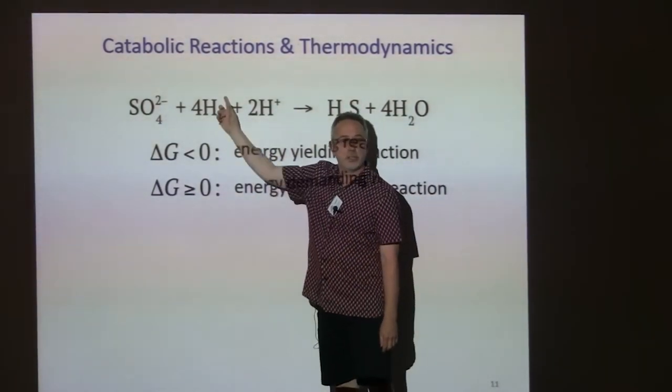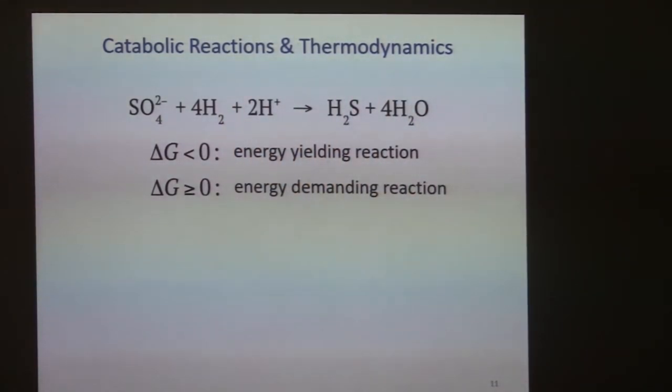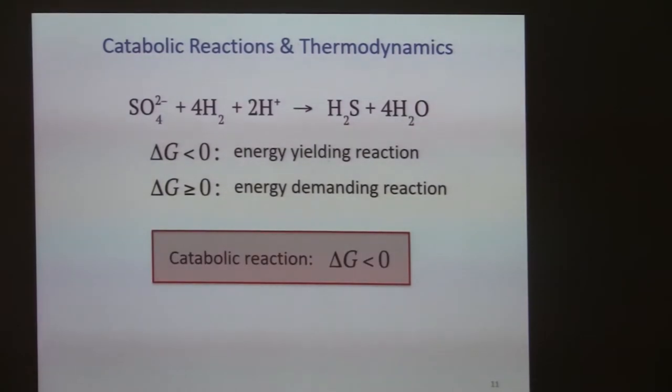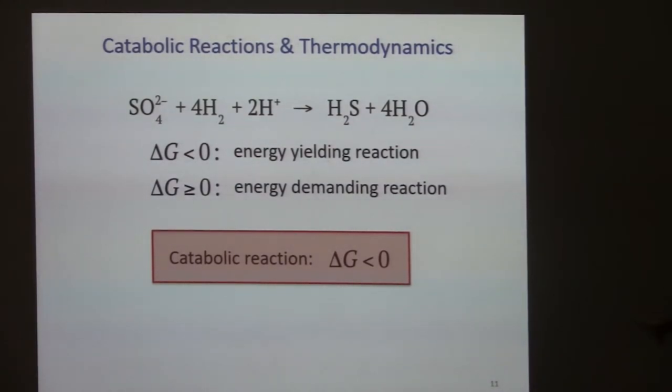If you have to supply energy on this side, you cannot produce ATP. You basically have to supply the energy. So for a catabolic reaction to be usable, this condition needs to be satisfied. So the question then becomes, how do you determine what that delta G is?